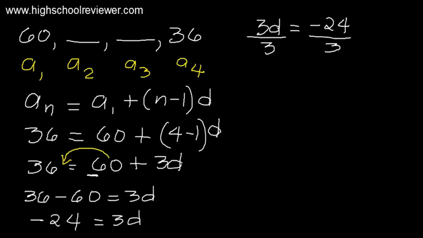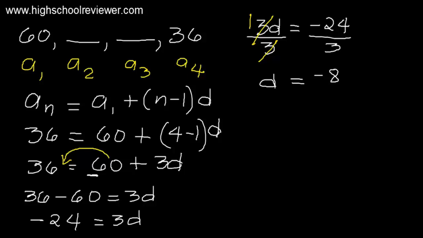Now, 3 divided by 3, we can cancel this out. This is equal to 1. And 1 multiplied by D, that will give us positive D. Negative 24 divided by 3 is negative 8. So we have a value now for D. We can find A sub 2.